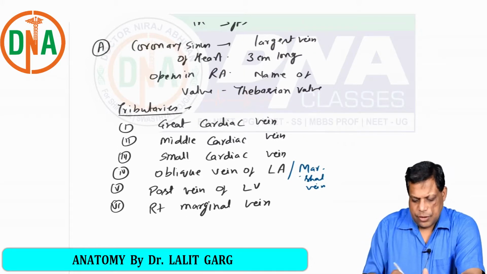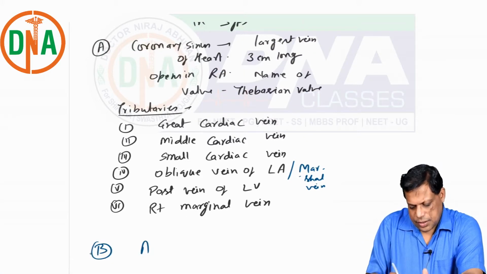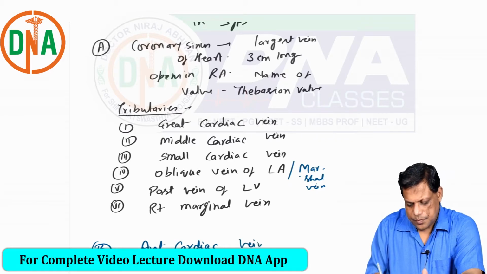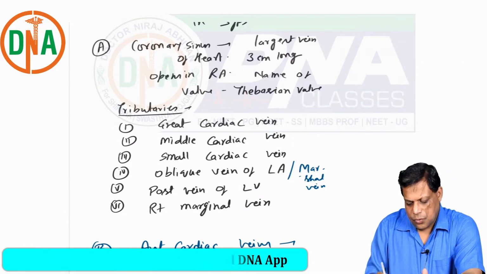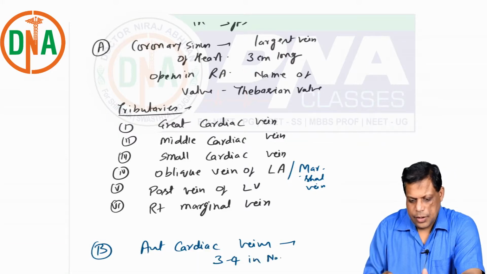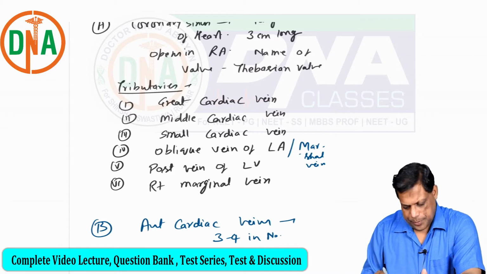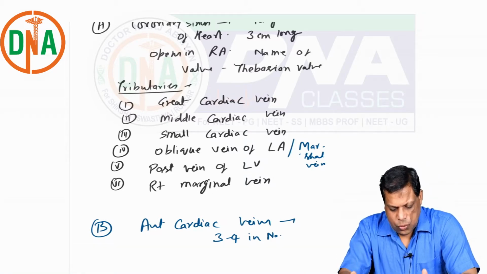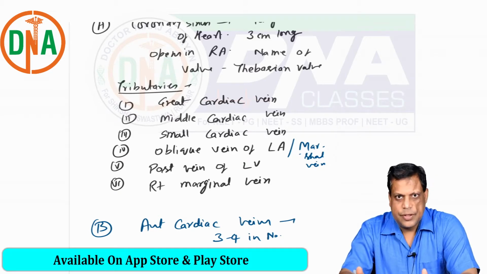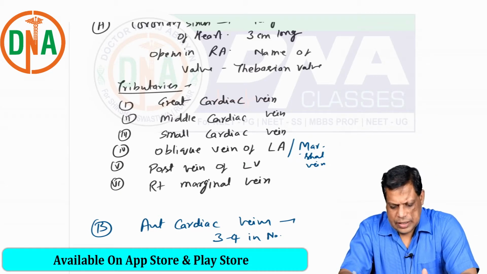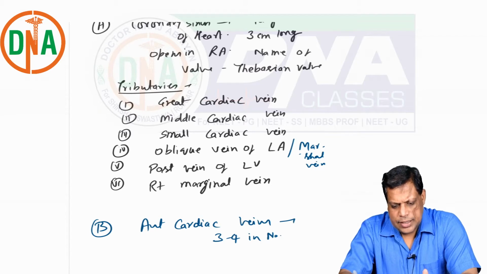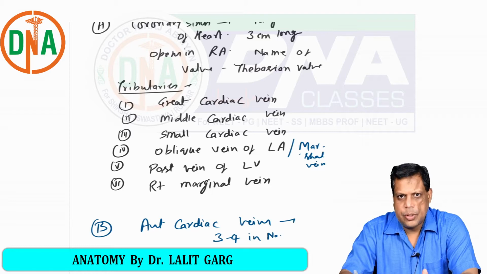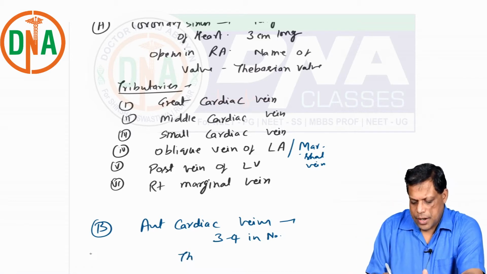So this is one set of veins. The second set of veins is the anterior cardiac veins. These are 3 to 4 in number and they open independently in the right atrium. A question is like, which is not a tributary of the coronary sinus? Answer is anterior cardiac veins. The second question, asked in the AIIMS exam: if the coronary sinus is blocked, then which vein will not be affected? Answer is the anterior cardiac veins, because they open independently.